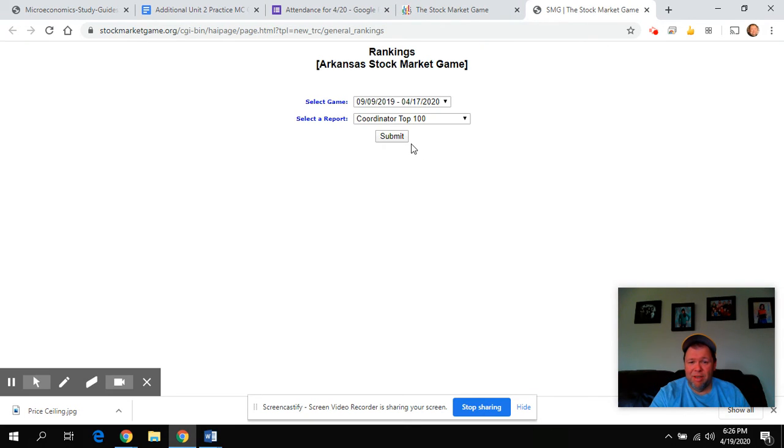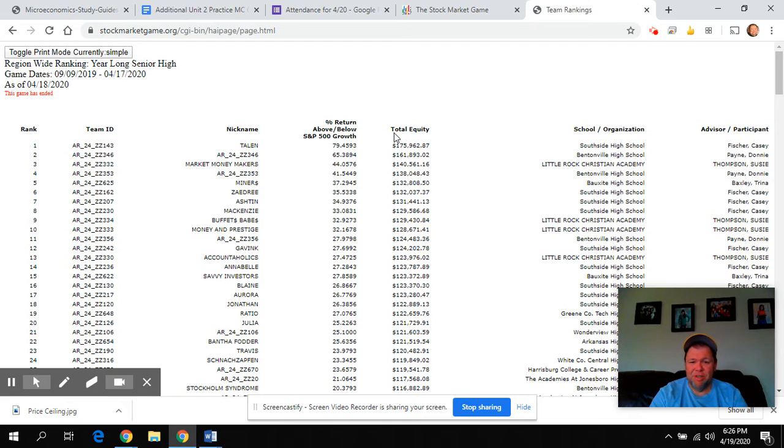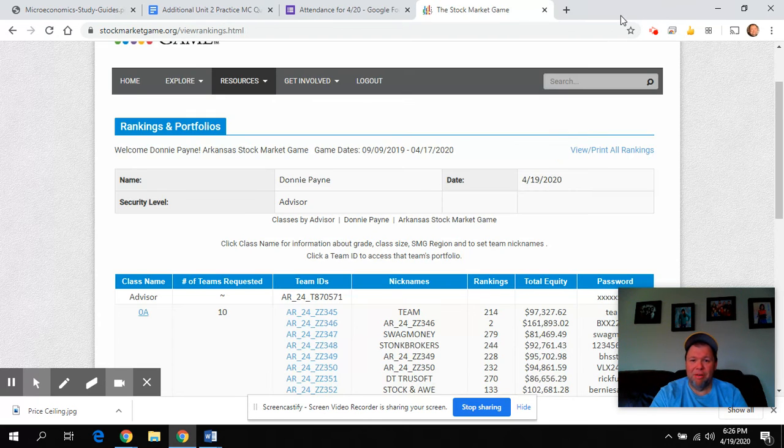Let's view all the rankings here. We'll do region, because you just have to win the region or place in the region to get money. So, yes, Bentonville High School, second place, $14,000 behind the first place team from Southside, but their percentage return was 65%. So they were 65% above what the S&P 500 did. So they did very well, and I'll figure out which group this is, so we can really congratulate them also.